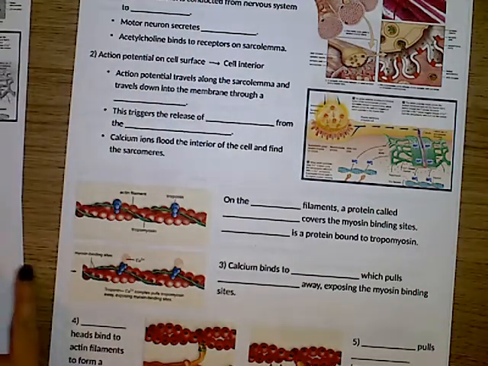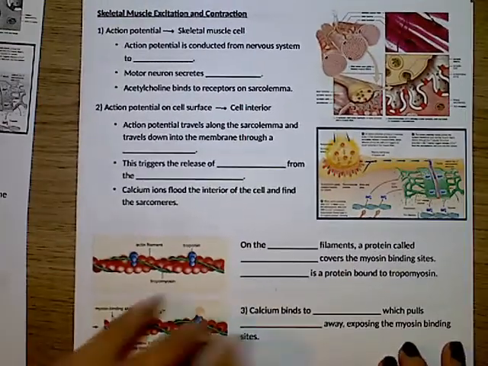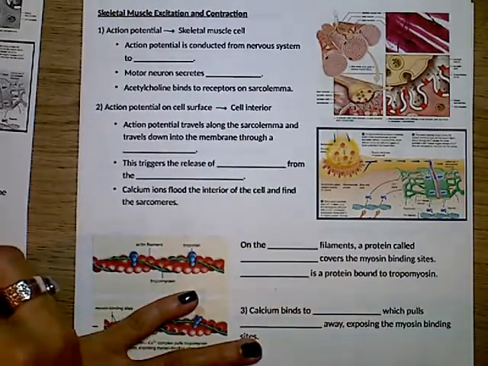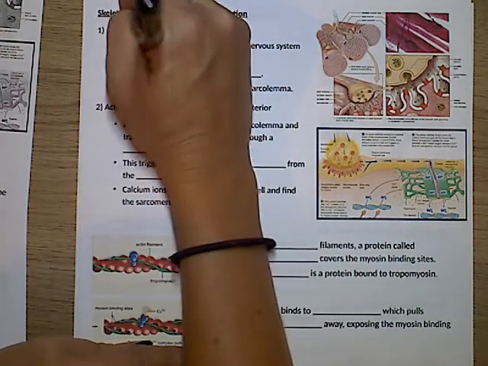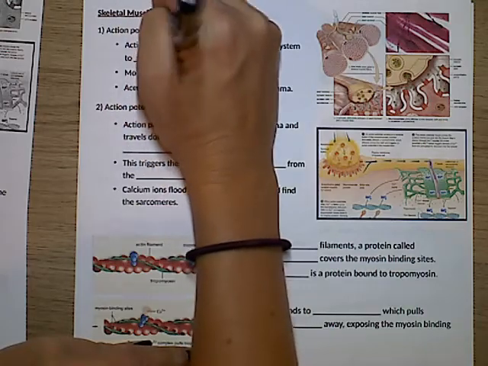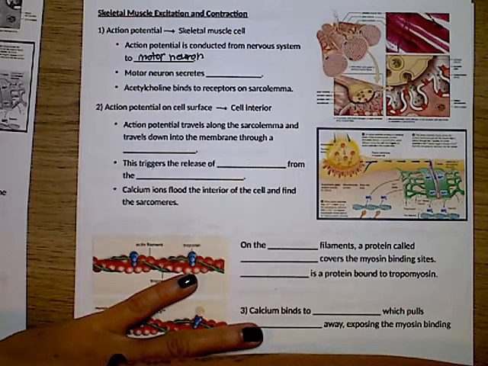All right, step 1. We got to get the action potential to the skeletal muscle cell. So the action potential is conducted from the nervous system to a motor neuron. So that's nothing new. We know that the effectors are typically muscles, and the efferent message comes from the nervous system through a motor neuron to the effector, which in this case is a skeletal muscle.